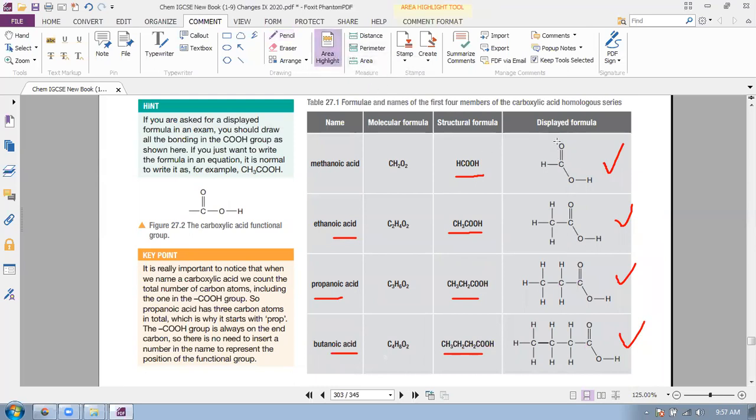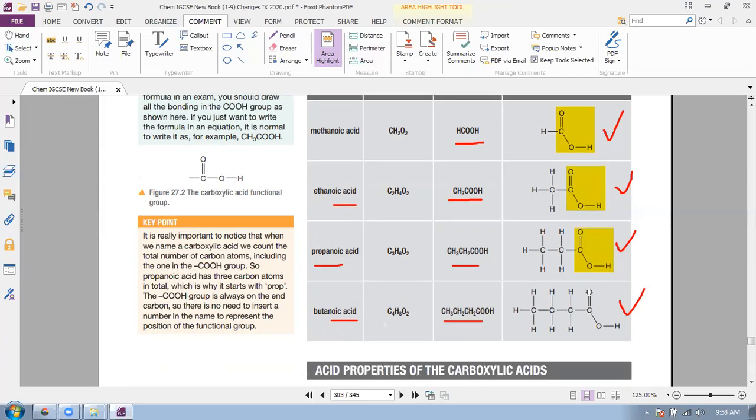Let me shade the functional group. This is the functional group in methanoic acid, the common functional group in ethanoic acid, the common functional group in propanoic acid, and the common functional group in butanoic acid. So see, this is the structure. It is present in each and every member of carboxylic acids. So here, just adding an H, it forms methanoic acid; CH3, it is ethanoic acid; CH3CH2, it is propanoic acid; CH3CH2CH2, it is butanoic acid. All right.